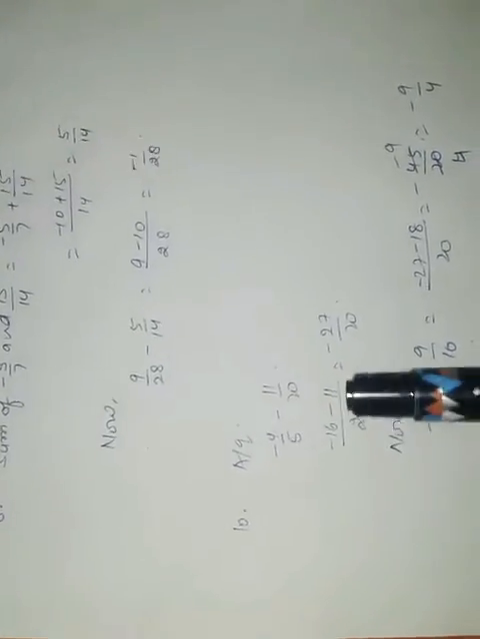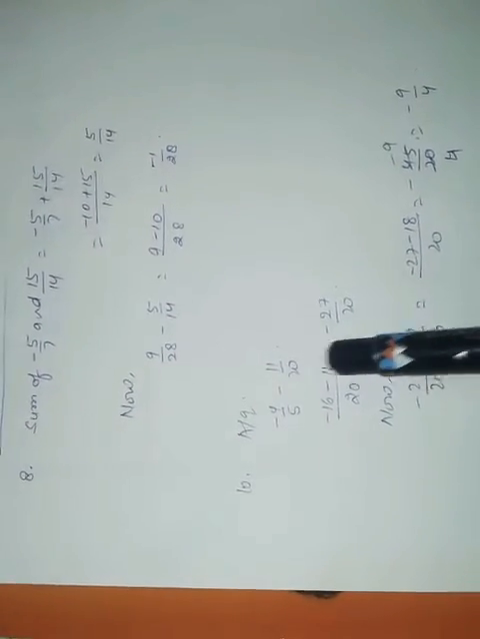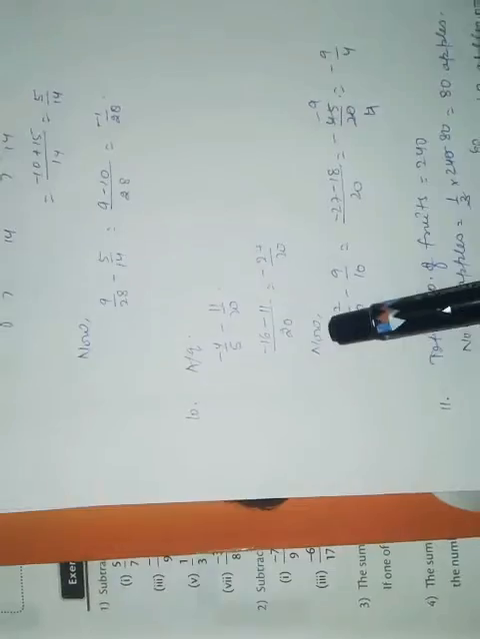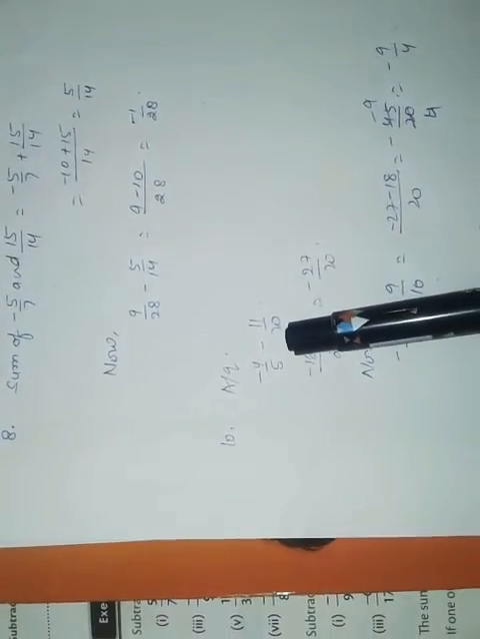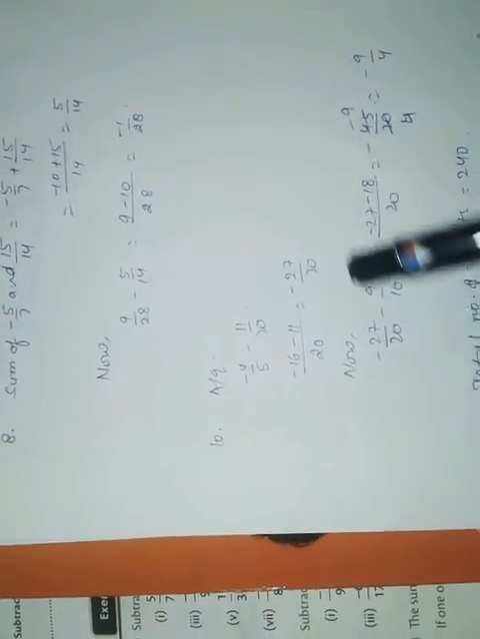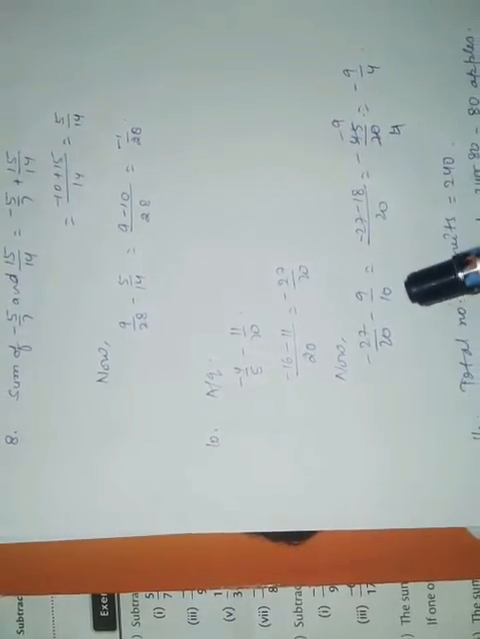So let's look at number 10. Minus 4 by 5 minus 11 by 20, here we write it. We have to subtract this one. So we take the LCM as 20, because 20 is a multiple of 5. That's why I write 20. Directly we can write. So we multiply minus 4 by 4. Why? Because 4 times in the table of 5 we get 20. So minus 16 minus 11, that is minus 27 by 20. Now we add minus 9 by 10.